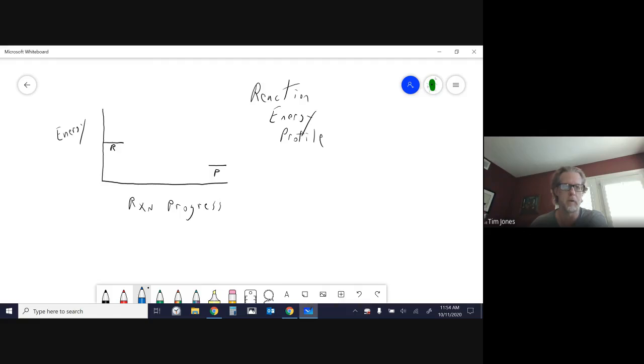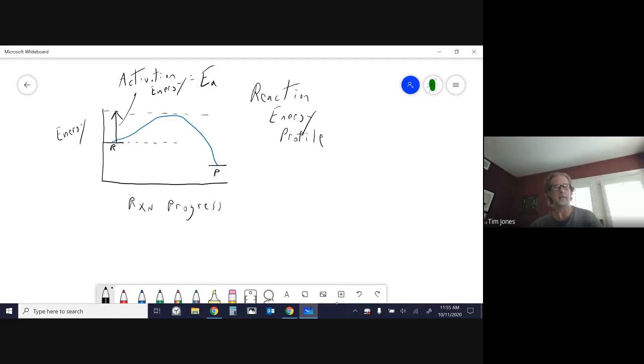Let's go back to a more traditional one that looks like this. There's two important things to remember. One is that from the beginning of the reaction, which is the reactants, to the top of the hill, that value here is called activation energy. It's usually denoted EA. And that's the minimum energy needed for this reaction to occur.